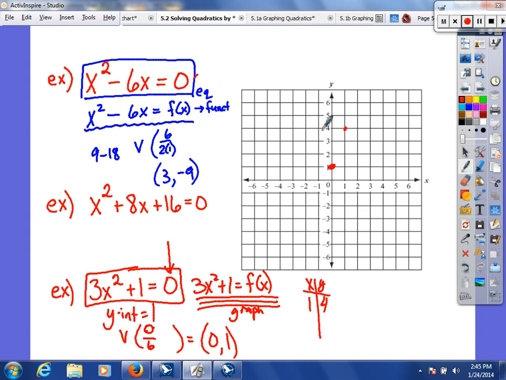1, 4, fold it over. There's our U. Notice here's our x-axis right here. Where does it cross that? It doesn't. So our answer is no real solution, or no real root. Sometimes you hear them say that, because remember, root is the same thing as solution, same thing as x-intercept, same thing as a zero. And that is solving quadratics by graphing.